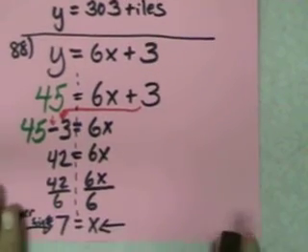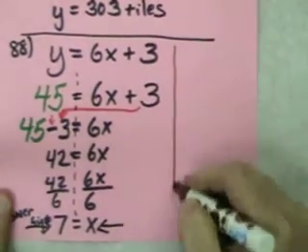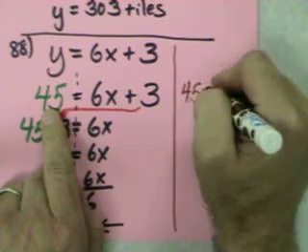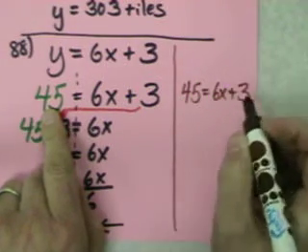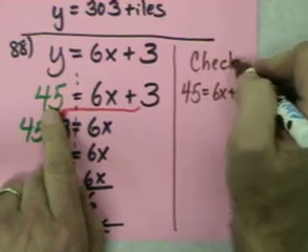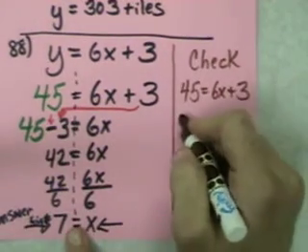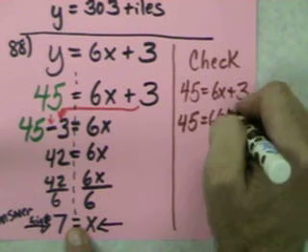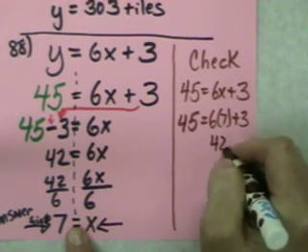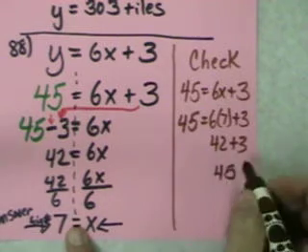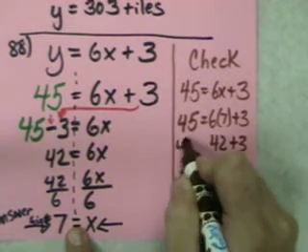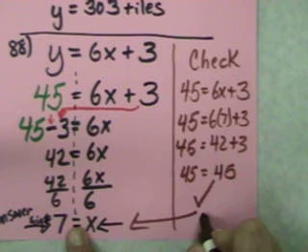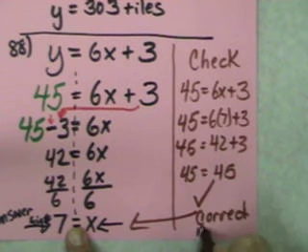Okay, and that was one of the things that we've been practicing. By taking this first equation where we plugged in the numbers, 45 equals 6x plus 3, we're going to plug the 7 in for the x this time and see if we get the same value on both sides. 6 times 7 plus 3. 6 times 7 is 42 plus 3. 42 plus 3 is 45. And does 45 equal 45? It does. So we know that that is the correct answer.